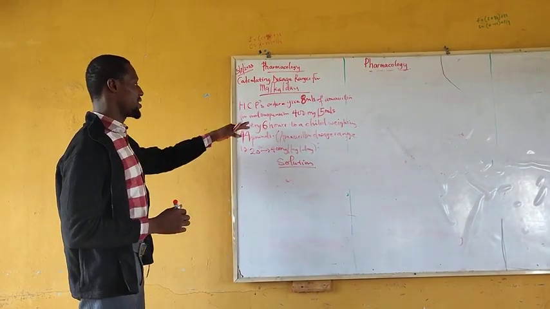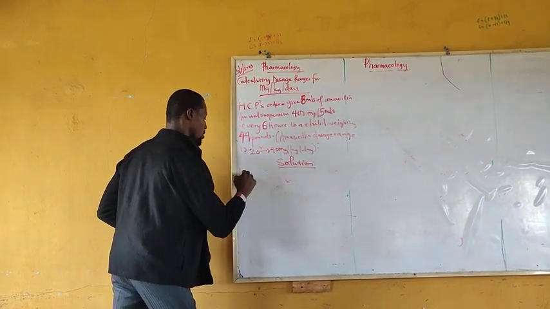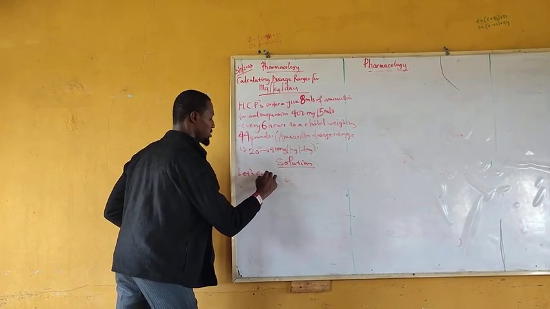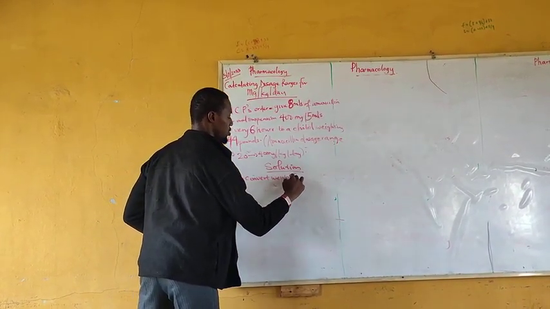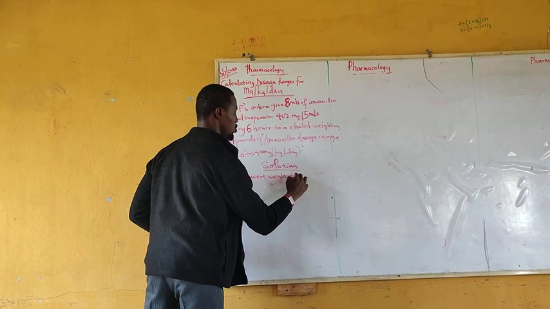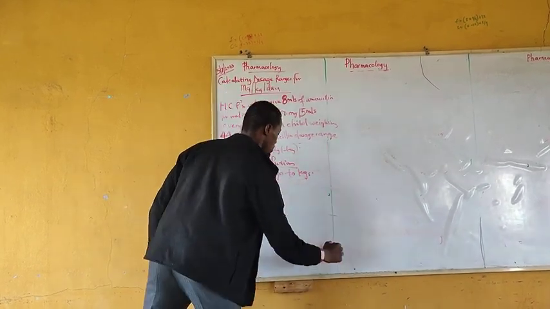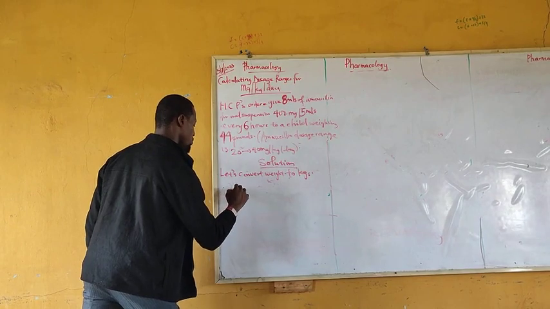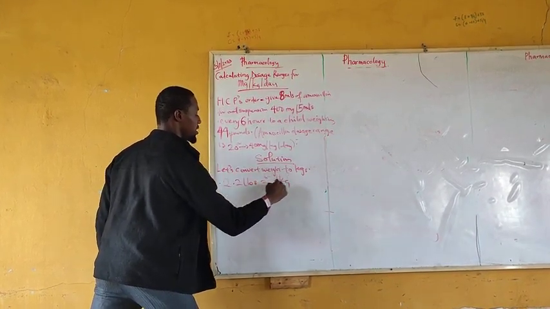Let's convert the weight to kilograms, right? So that was 2.2 pounds equals to what? 1 kg.